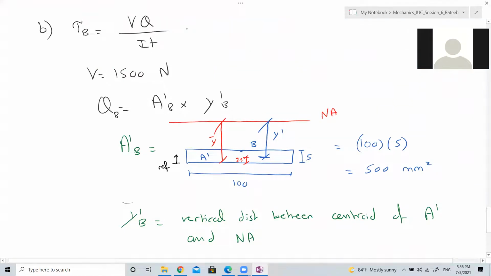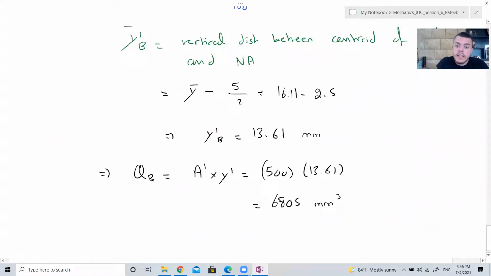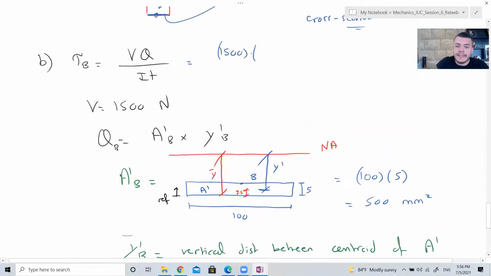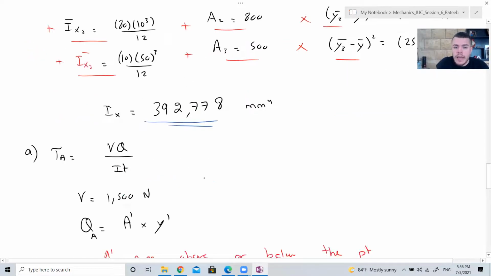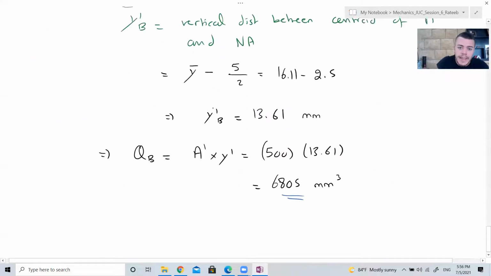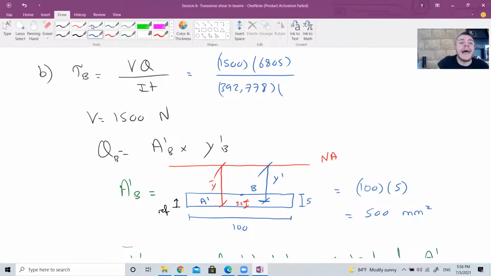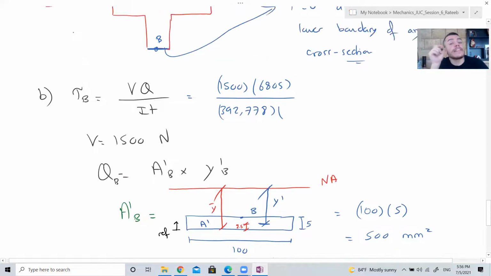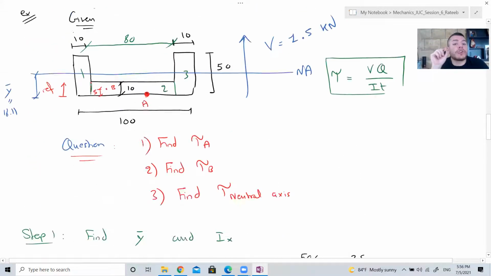Yes, Doctor. So now I have V, which is 1500. I have Q, which is 6805. I have I, which I computed earlier, 392778. And now we still have T. T is the horizontal thickness of the solid cross section.